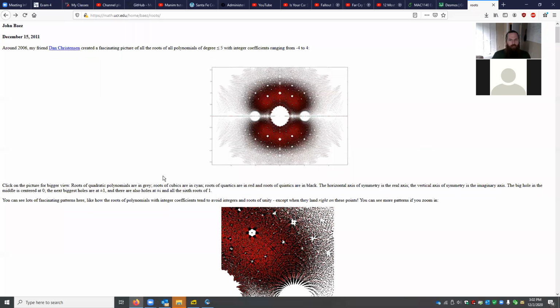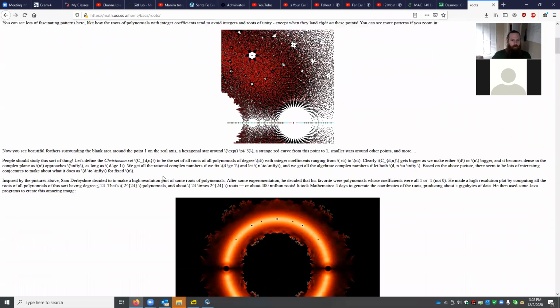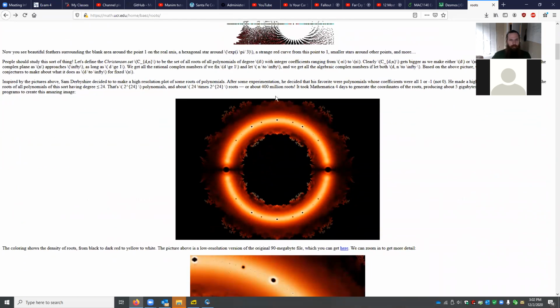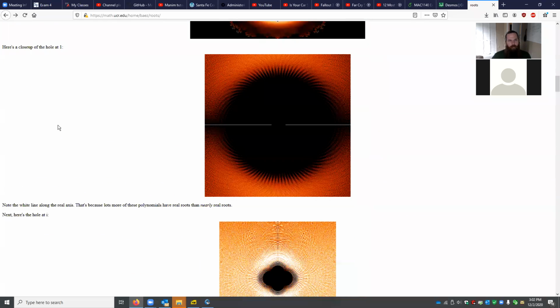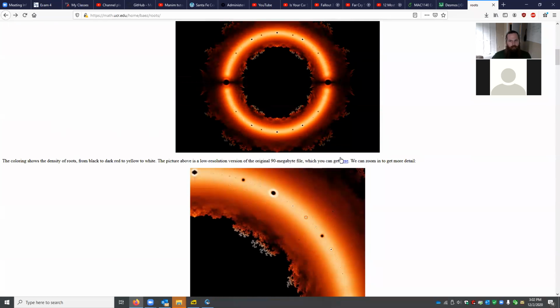If you allow yourself to play with a little bit more, so now we're looking at all polynomials of degree less than or equal to 24, with coefficients still running from integers -4 to 4, you get this picture. And where's the large version of it? I'd like to show you this large version before we leave. Which you can get here.